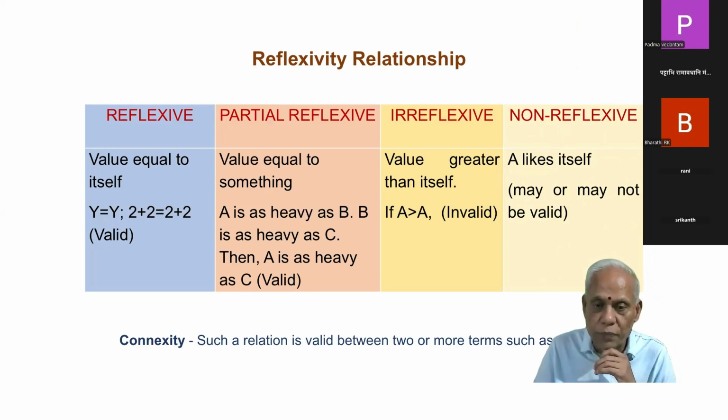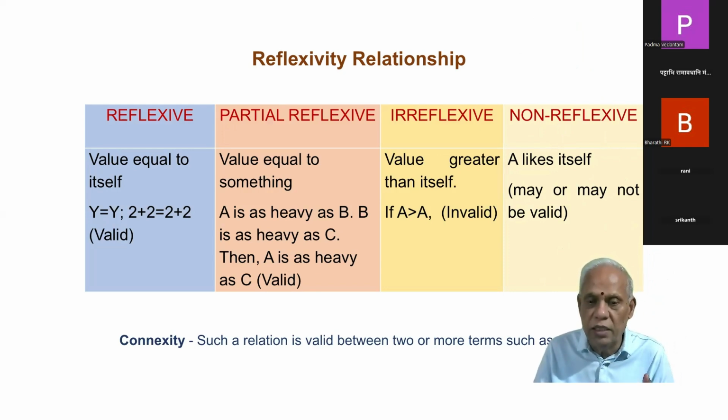Then what is called an irreflexive relationship? Value greater than itself. If A is greater than A, how can it be? A is A. A is a unique entity. So it is only equal to that. It cannot be greater than that. Therefore, this is what is called irreflexive, and irreflexive relations are invalid relations.